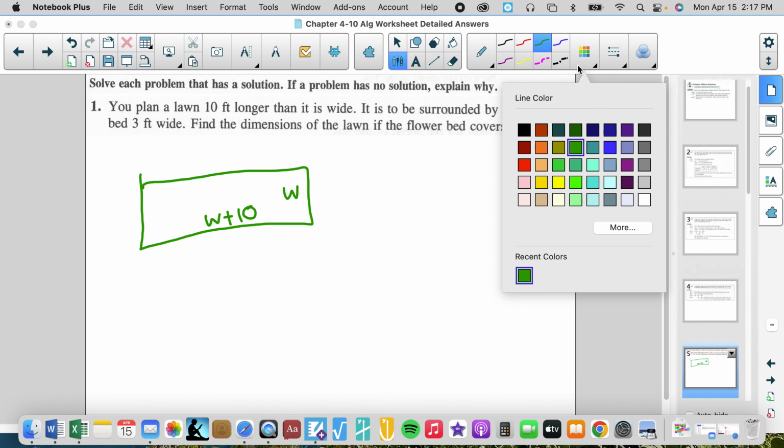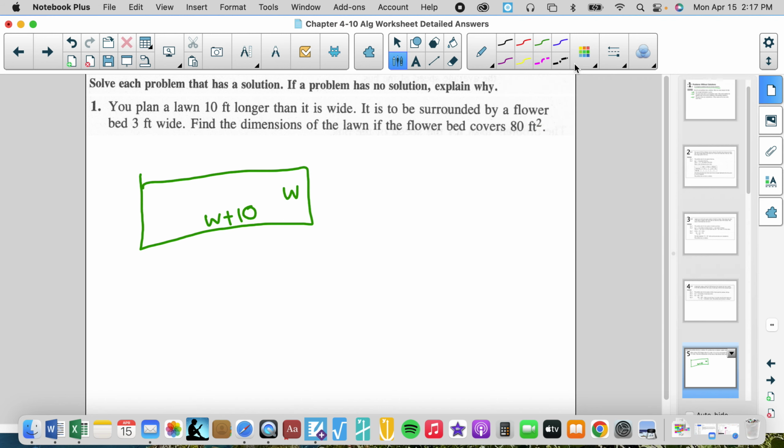Okay, I get that, a flower bed. Flower beds are typically pink flower. So by a flower bed 3 feet wide. So that distance is 3 feet. This distance is 3 feet. This distance is 3 feet. So the new length and width is going to be W plus 10 plus 6.